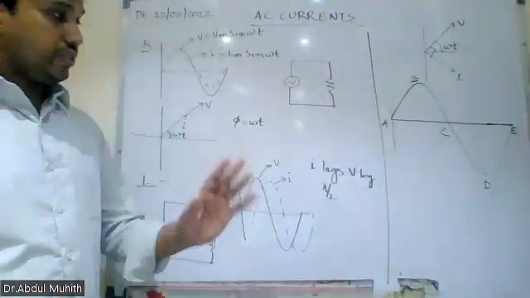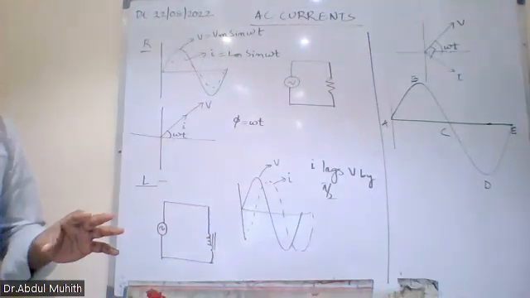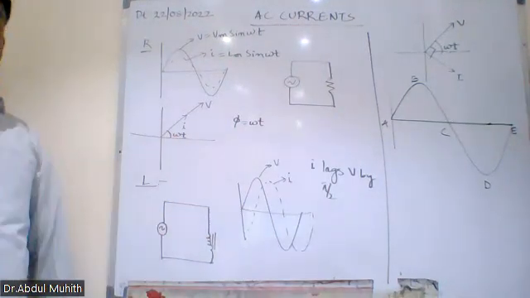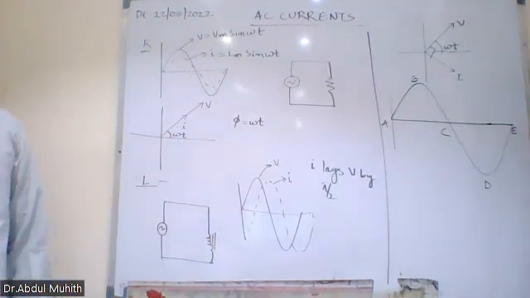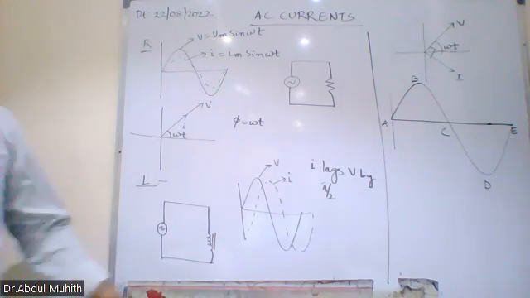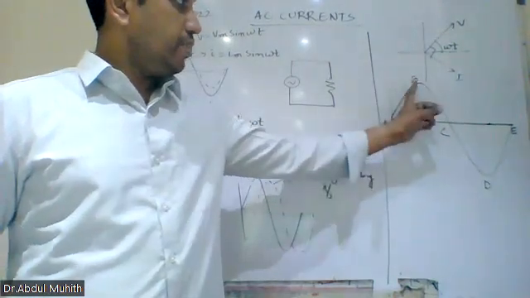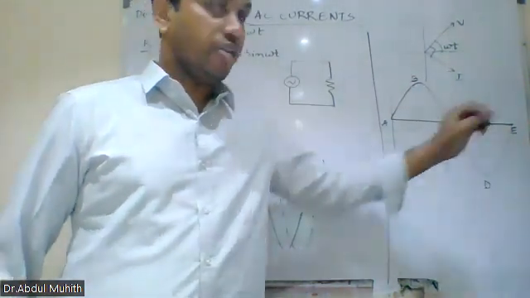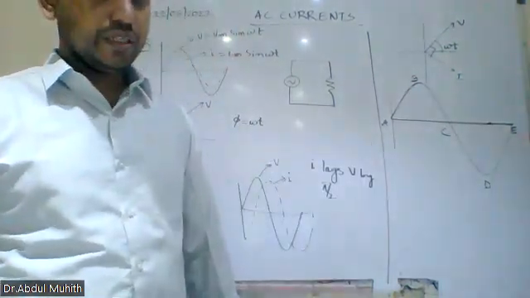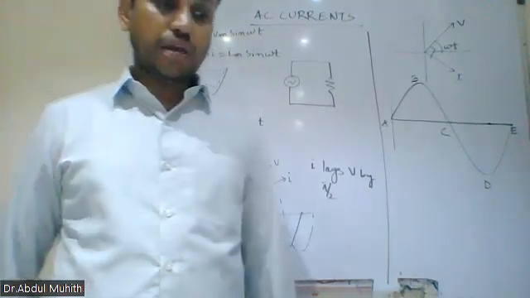Understood now? So this will happen when the inductor is connected to AC. Is it clear? Can you explain the last part again? See here, from A to B and C to D, it will magnetize. B to C and D to E, it will demagnetize. Is that clear? Okay, sir. Yes, that is what will happen.